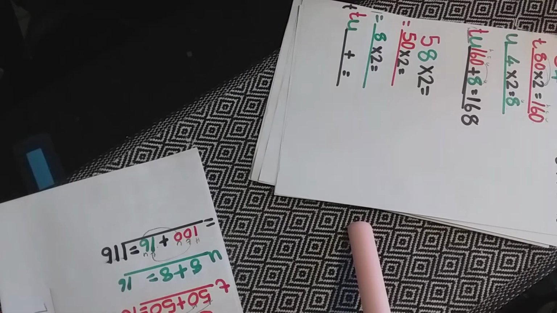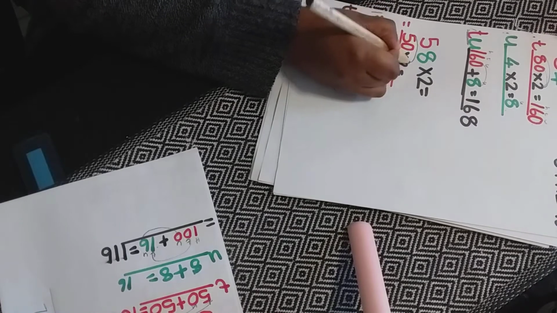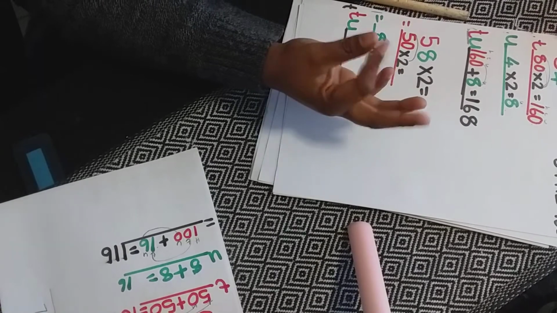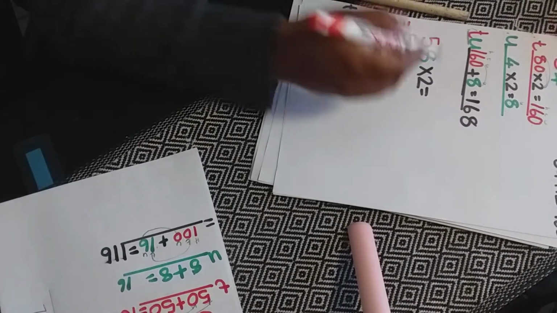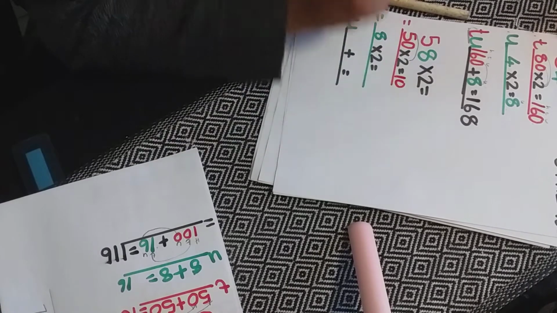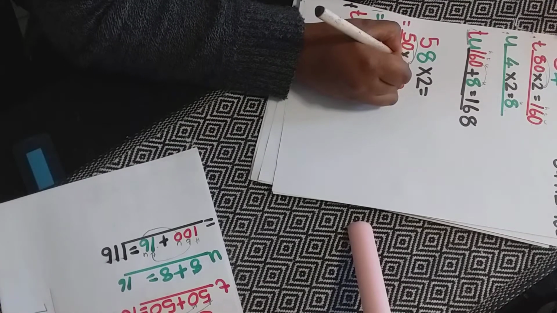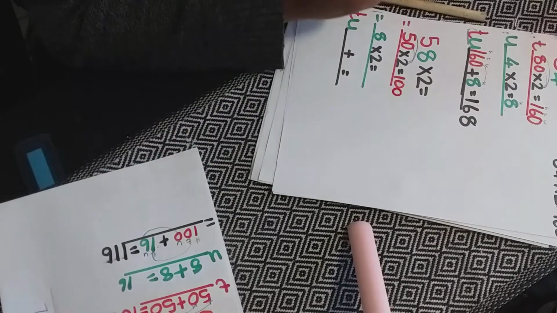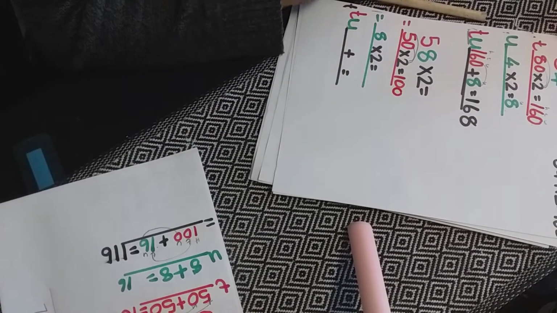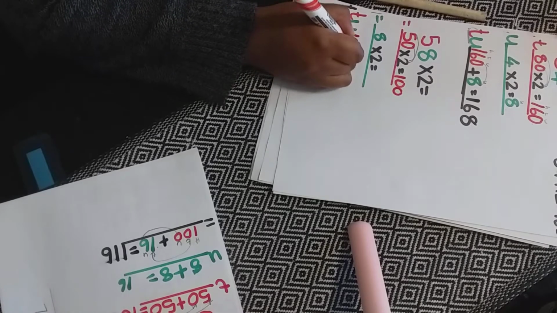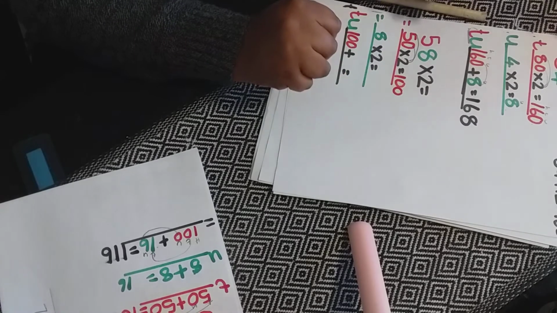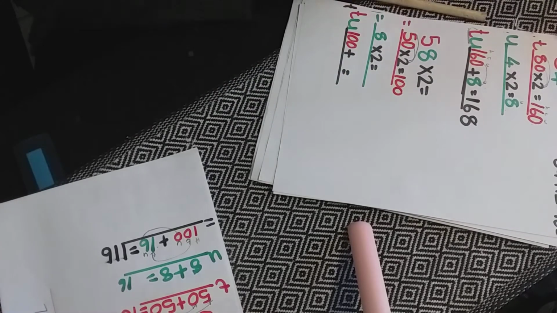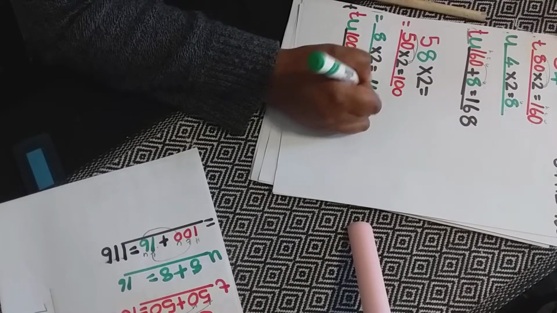5 times 2 is 2, 4, 6, 8, 10. 0 times 2 is 0. Now I know that's 100. 8 times 2: 2, 4, 6, 8, 10, 12, 14, 16. And I write it down, 16. And I write it in there as well.